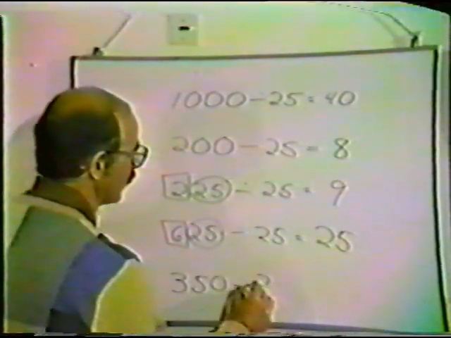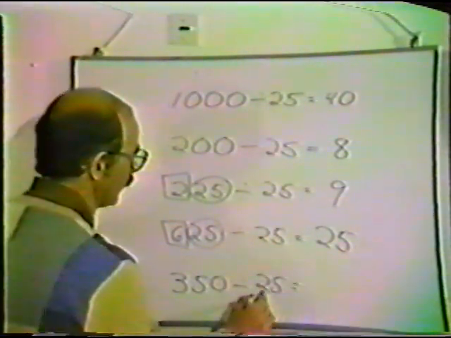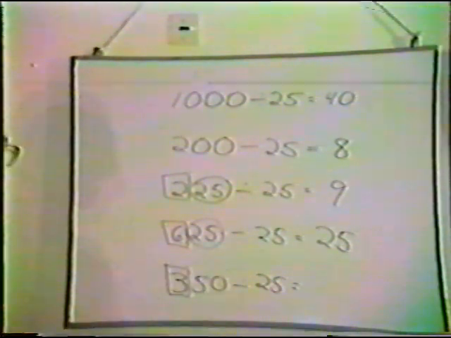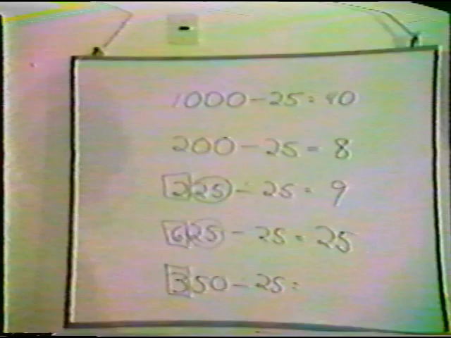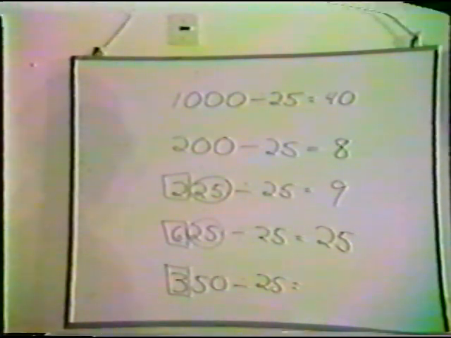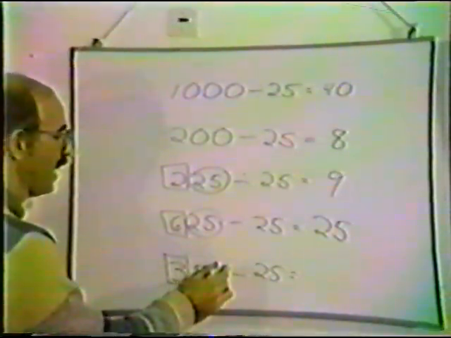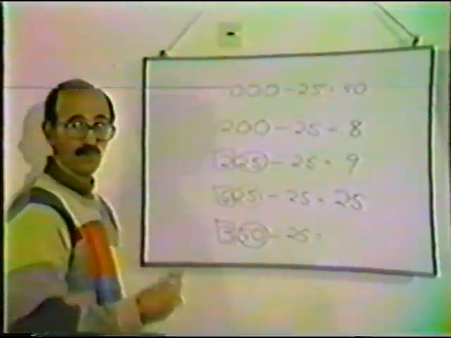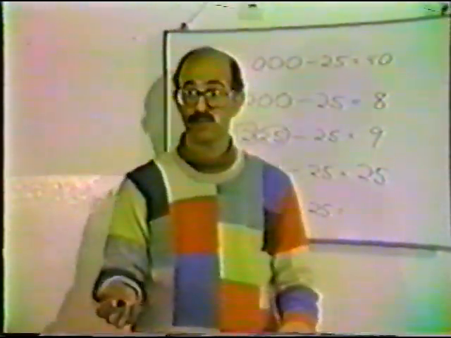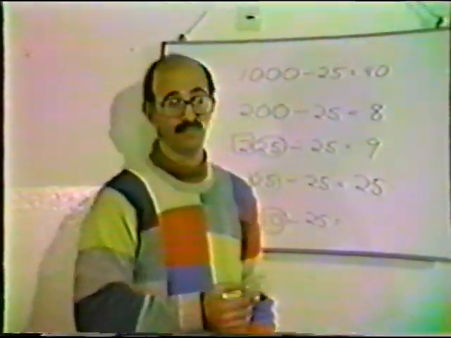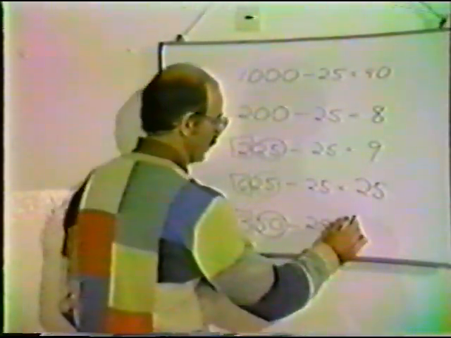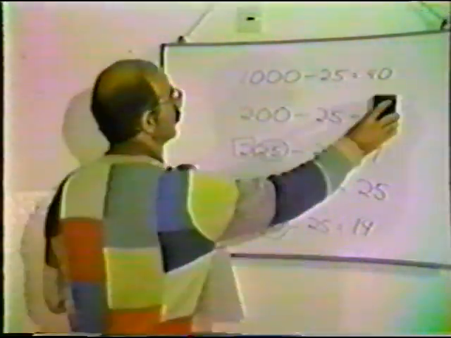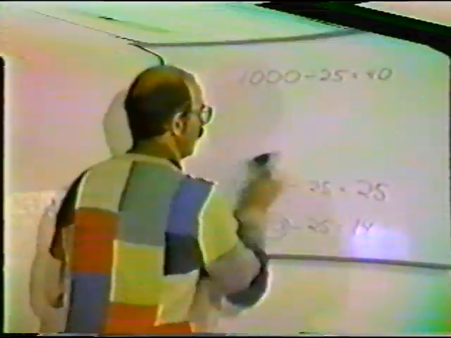How about 350 divided by 25? How many 25s in 300? 12. 3 4s make 12. And how many in the 50? 2. So the 12 of them plus the 2 of them makes how many of them? 14. 14. And we'll just do one more.